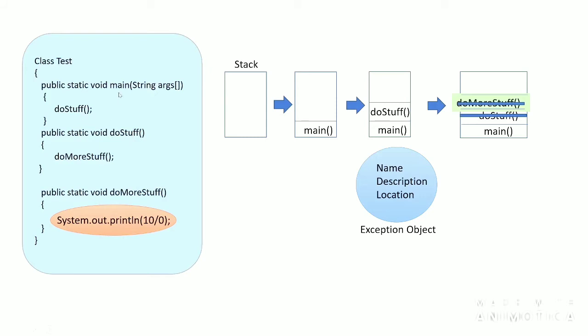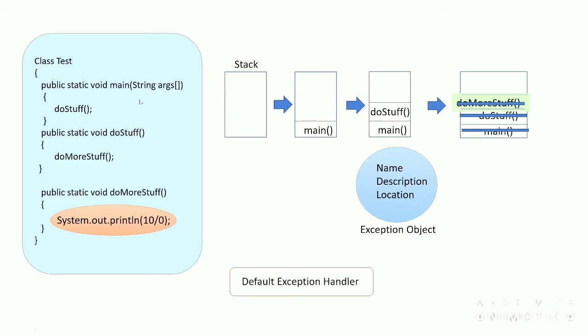Now JVM will ask the main method, hey main method, you have called doStuff, do you have the handling code? The main method will reply, no, I don't have the handling code. So what will JVM do? JVM will simply terminate the program abnormally without executing remaining codes and remove its corresponding entry from the stack. Now all the entries have been removed. Now what will happen?